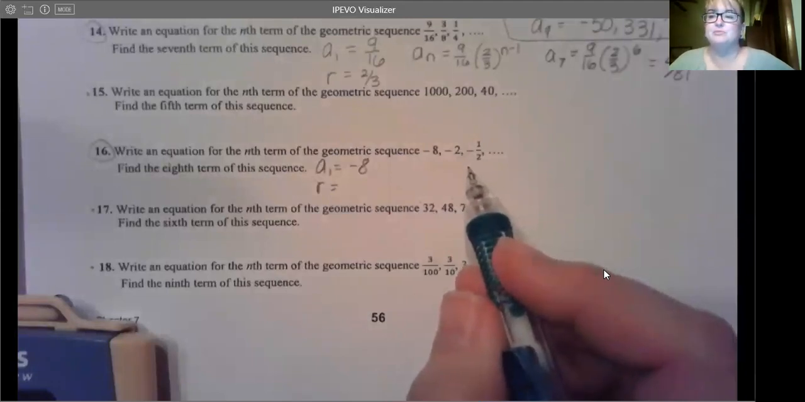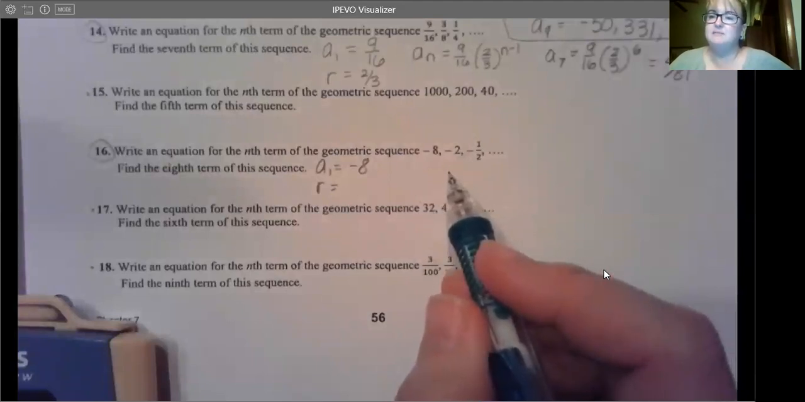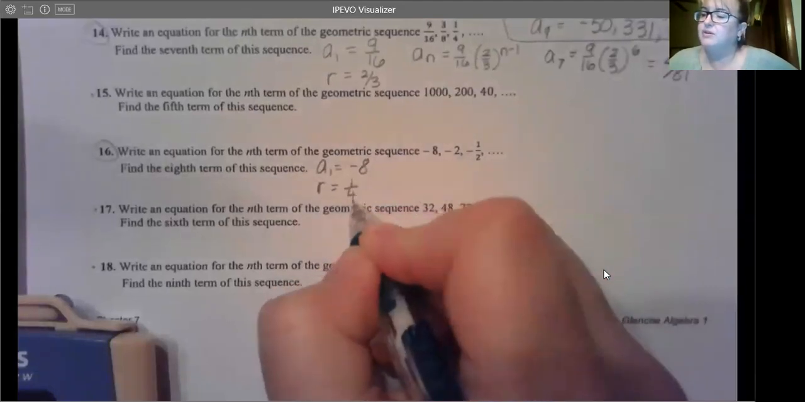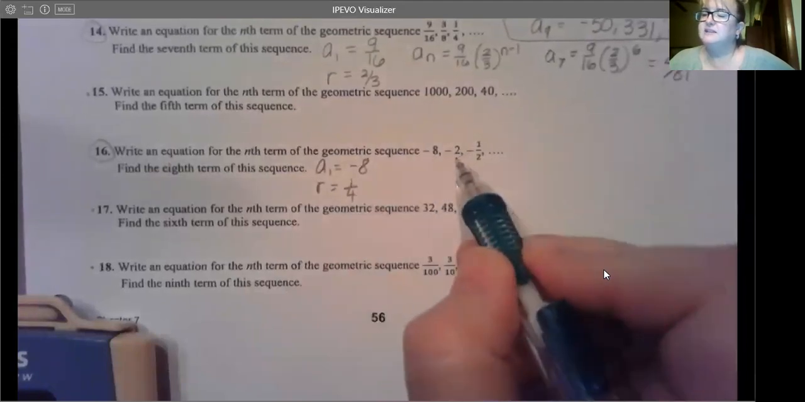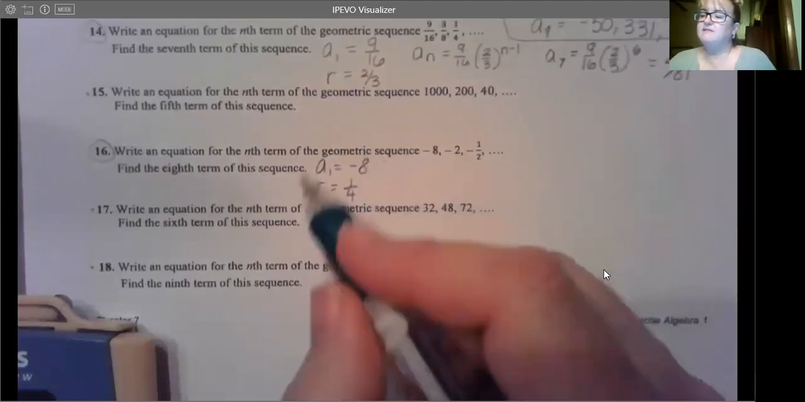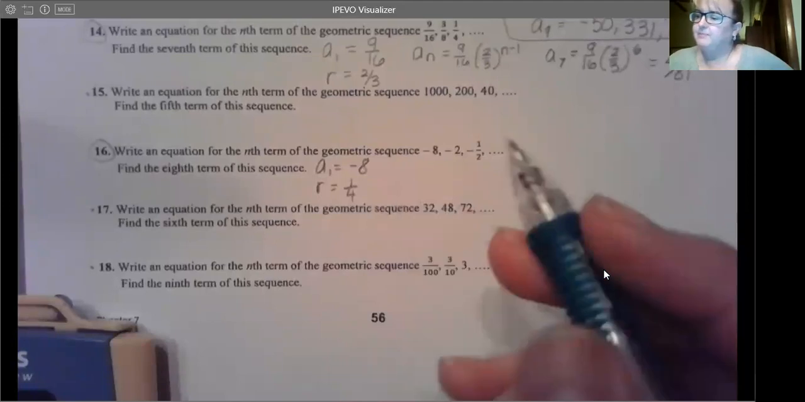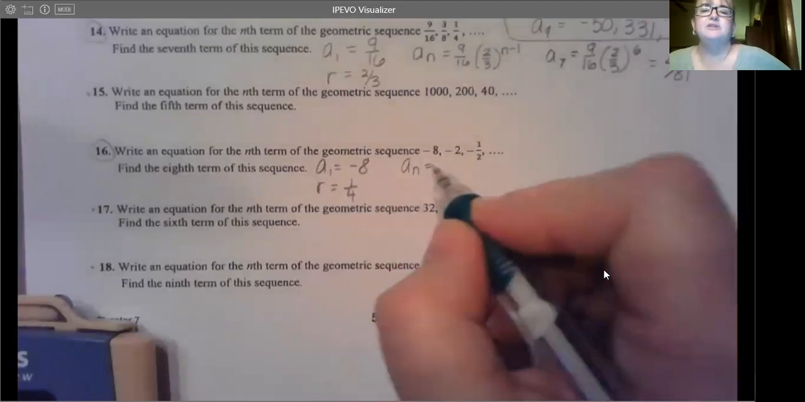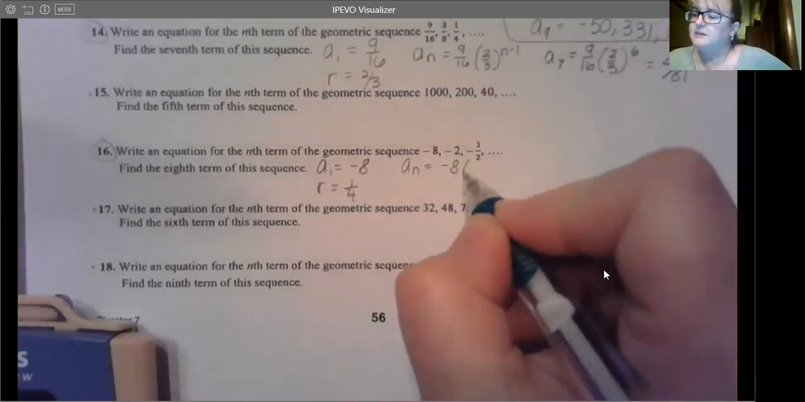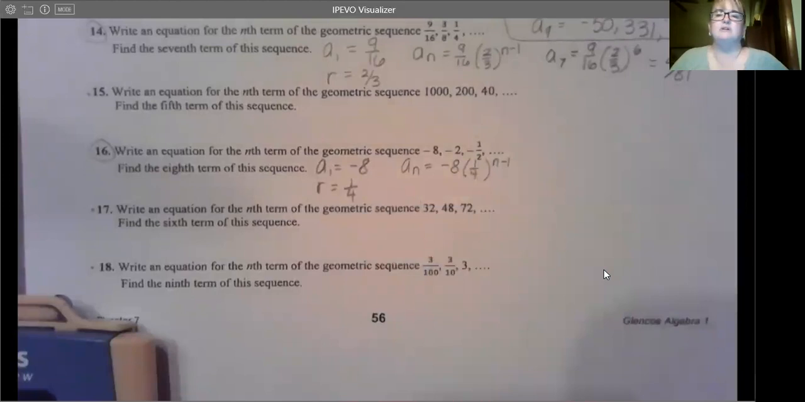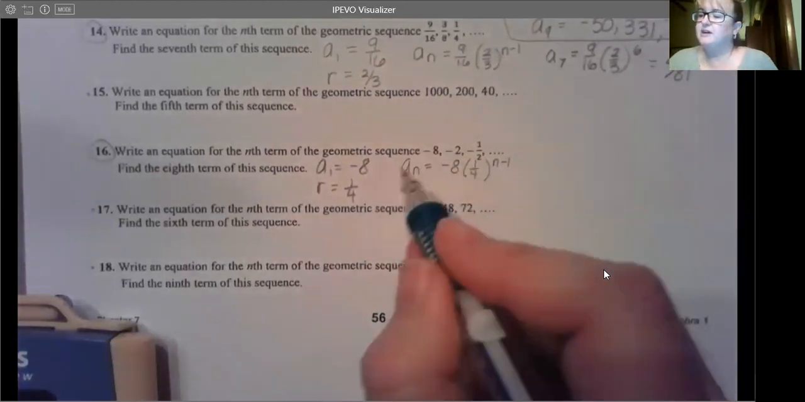However, the common ratio is your multiplier, not your divisor. Dividing by 4 is the same thing as multiplying by 1/4. So the ratio is going to be 1/4. So 1/4 of negative 8 is negative 2. 1/4 of negative 2 is negative 1/2. All right, now that I have this, I can put it in my formula. A sub n is equal to the first term, negative 8, times the common ratio, 1/4, to the n minus 1 power. That is the formula.